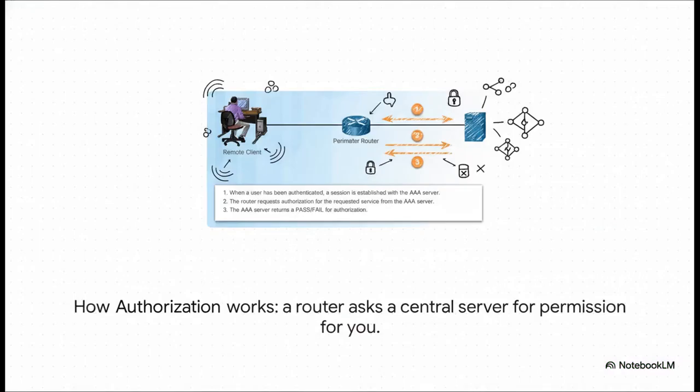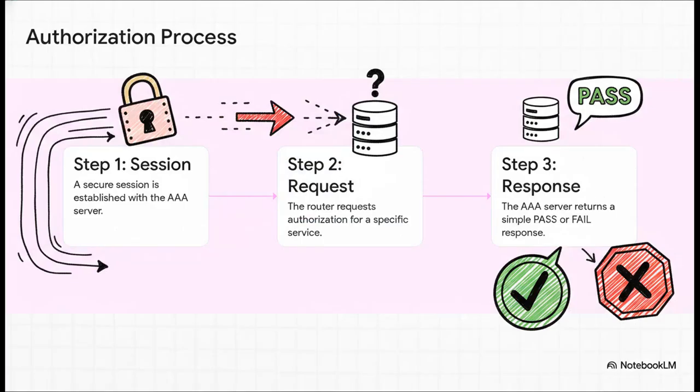So, here's authorization in action. Your computer, the client, makes a request, but it doesn't just get a direct answer. Instead, the router acts like a go-between, asking the central AAA server, hey, is this user allowed to do this thing? It really is a simple 3-step dance. First, a secure session gets established. Second, the router makes that specific request on your behalf. And third, the server sends back a really simple, decisive answer: pass or fail. It's basically a digital permission slip.